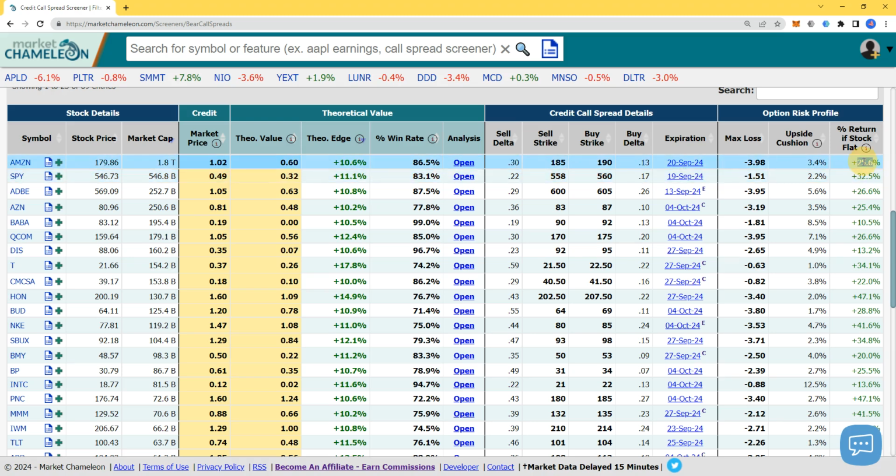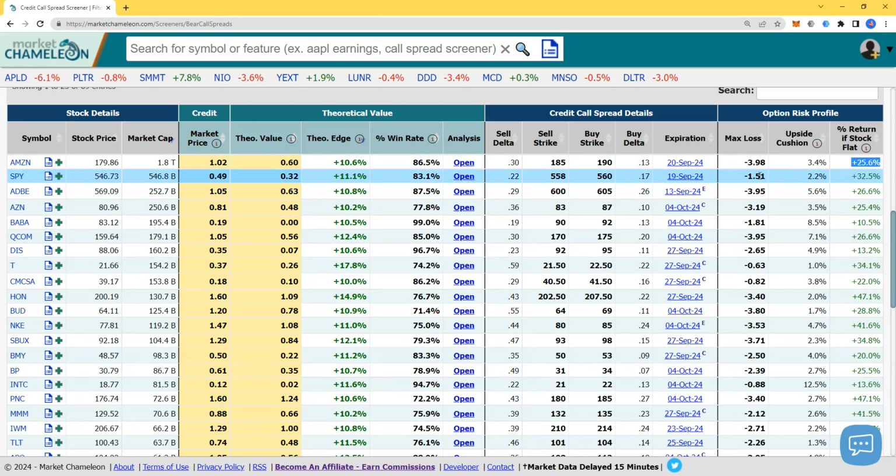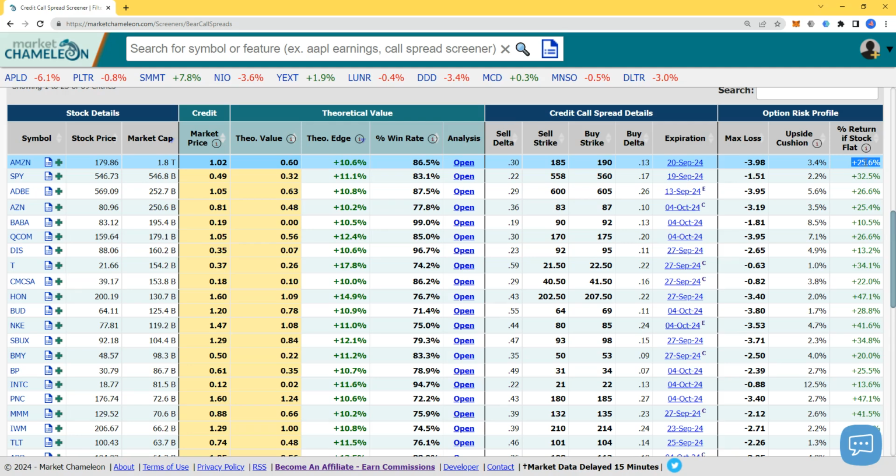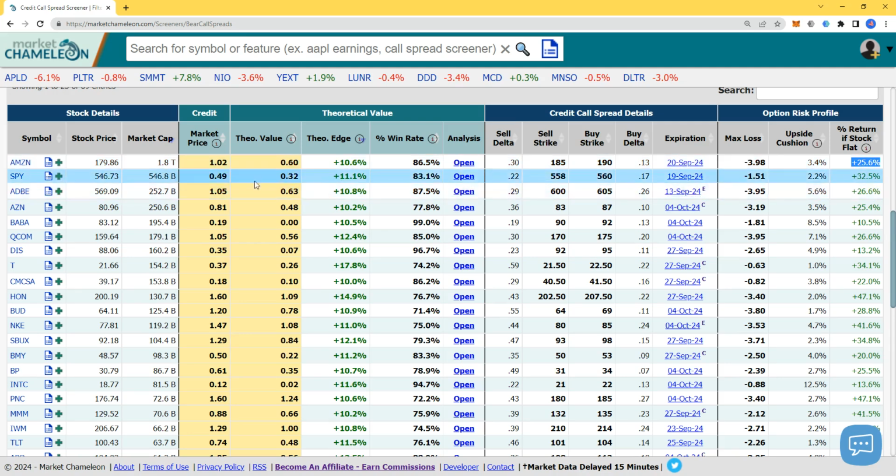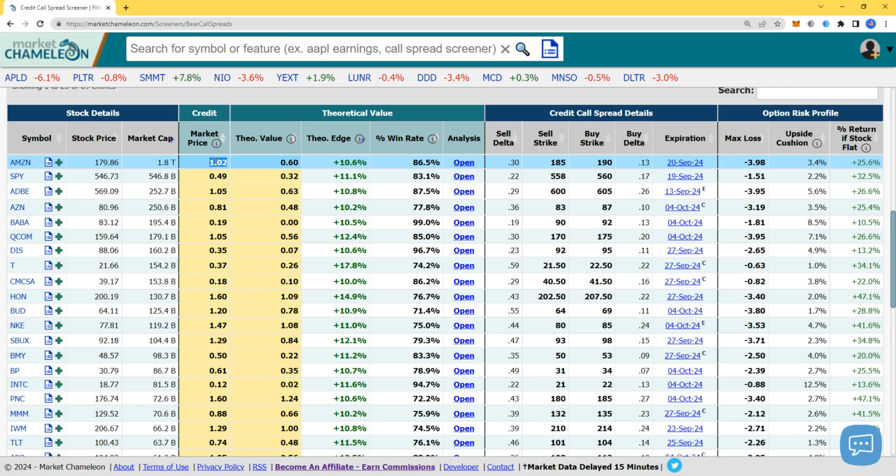This is your break even. And if the stock doesn't go anywhere, just stays at 180 for the next 10 days, basically, that's it, then you are getting 25% yield on your money, 25.6% yield on your money. This ain't bad. I might consider this for my account in like 10 minutes after this video.